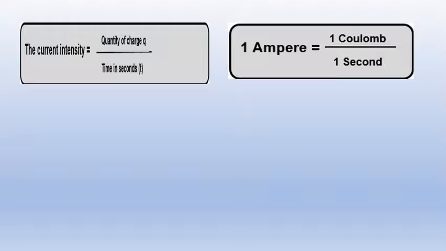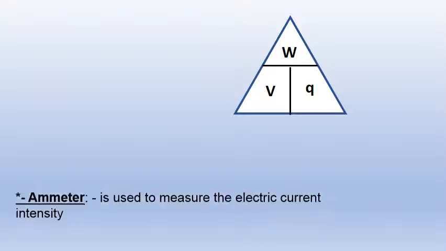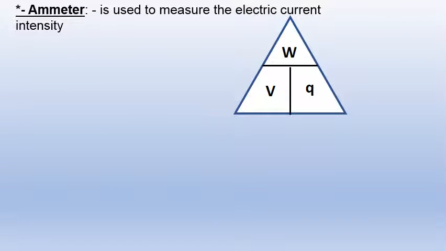There is a problem here. I can ask you about the value of electric current intensity if you know the quantity of electric charge and the time, so you can calculate it easily. And here I have the ammeter. This is the device that I can use to measure the electric current intensity.